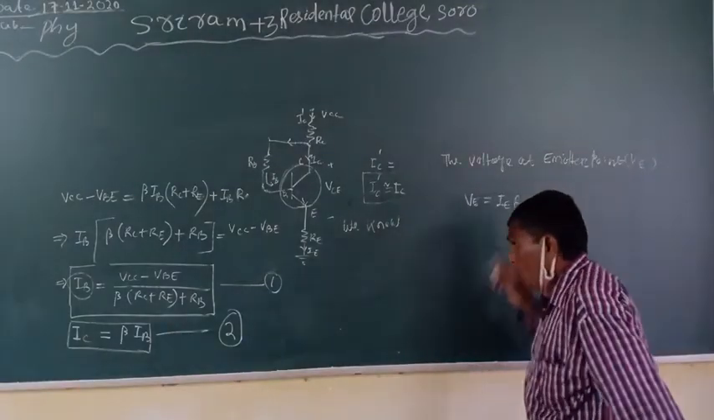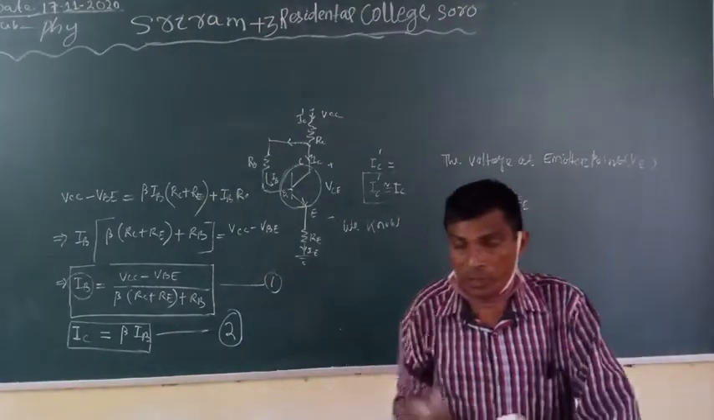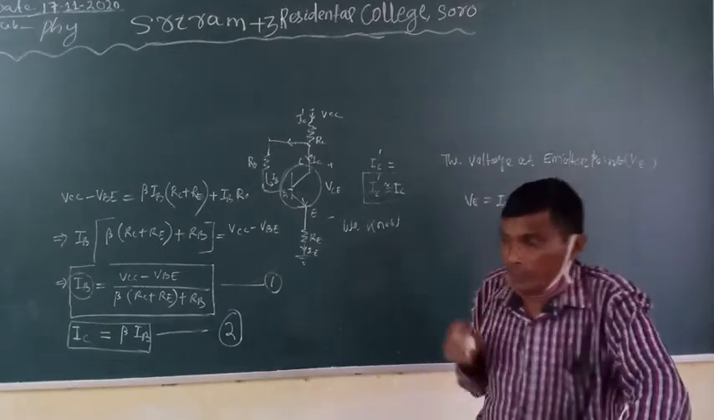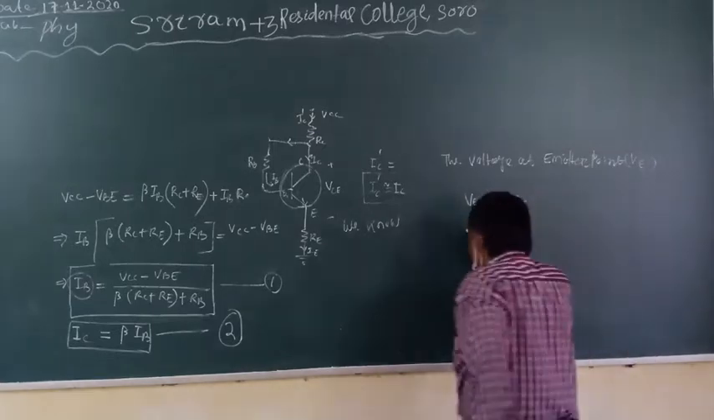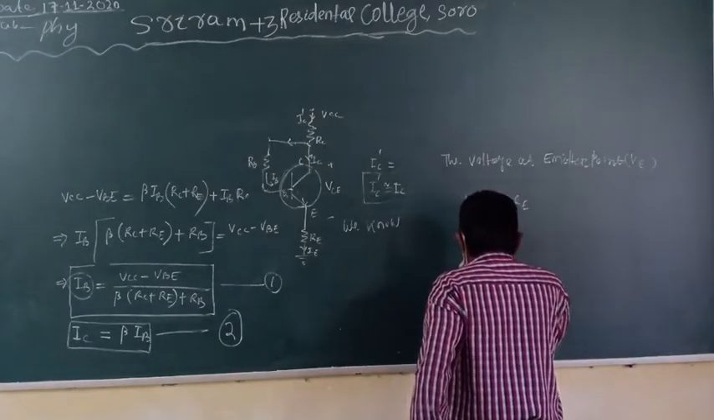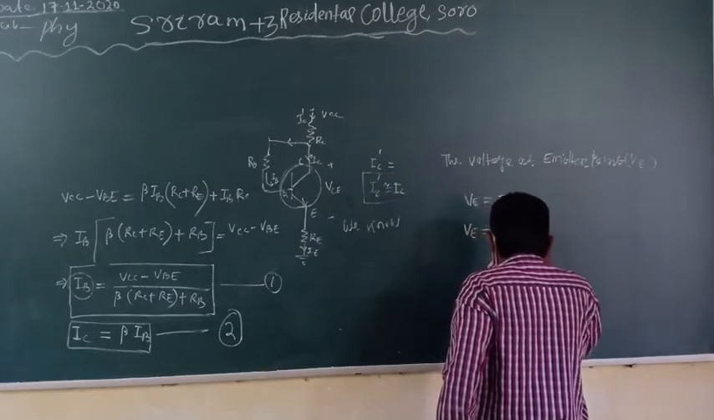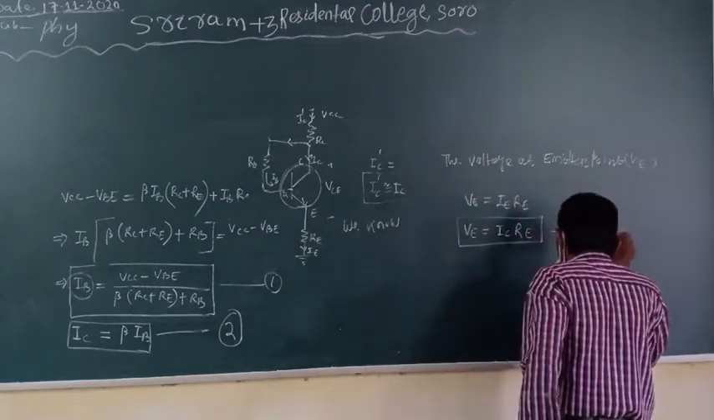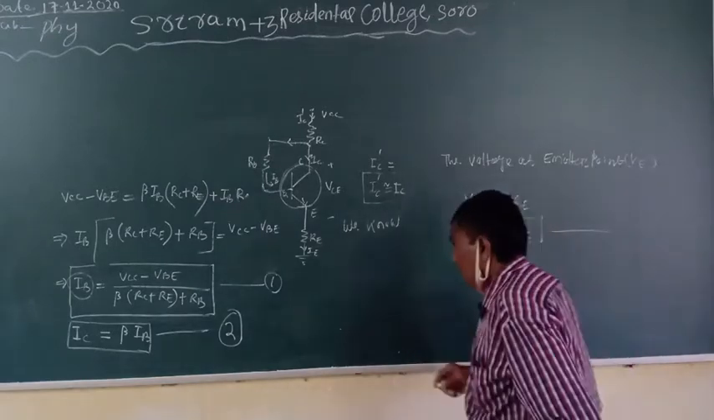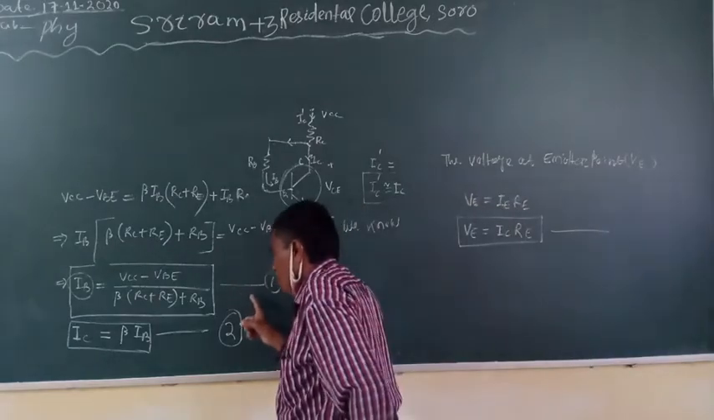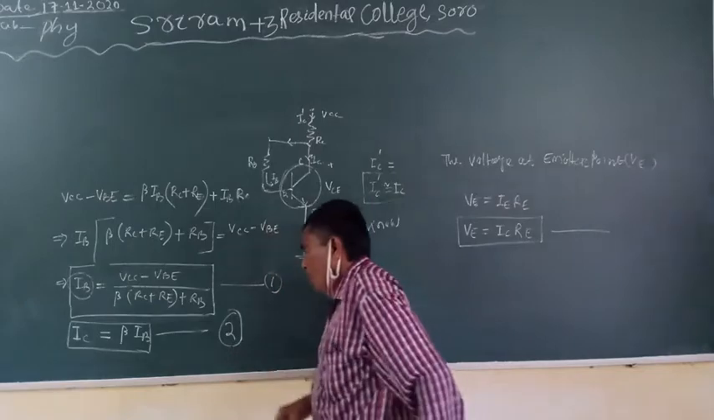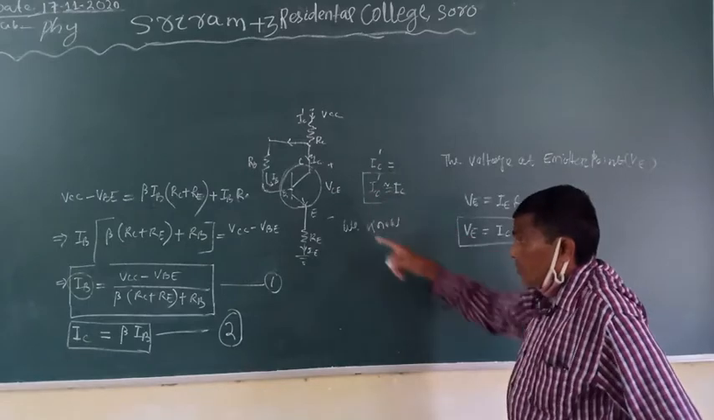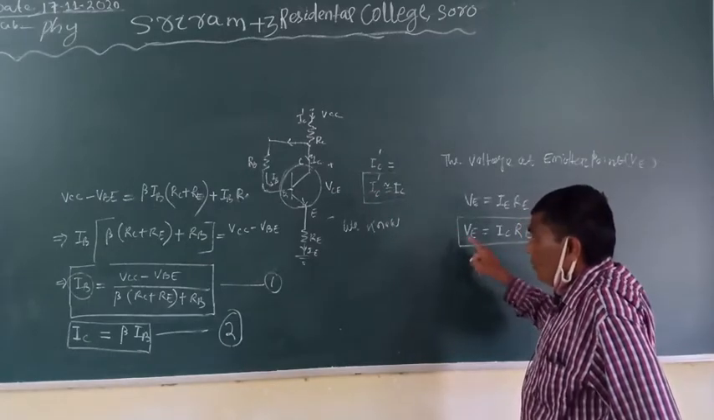Now we also know from the previous class that IE is equal to IC. Now we put this value, VE is equal to IC RE, that is the emitter voltage. That is IC RE, using equation number 1 and equation number 2, that is the emitter voltage.